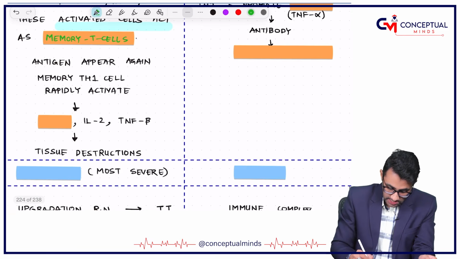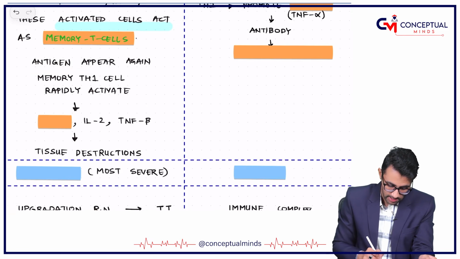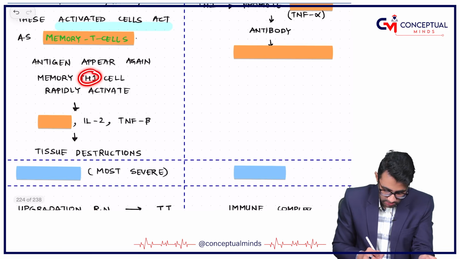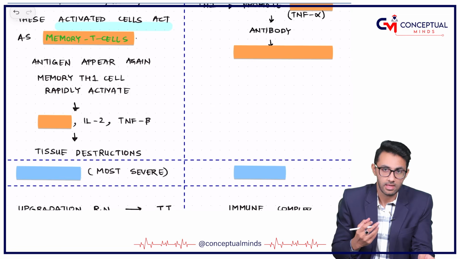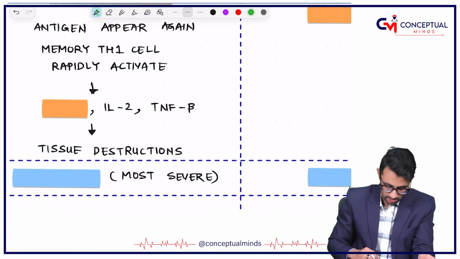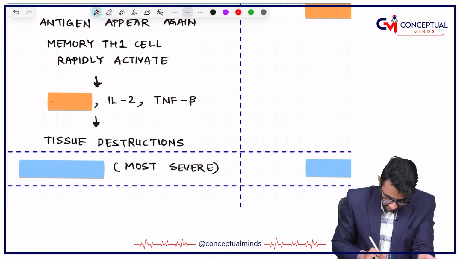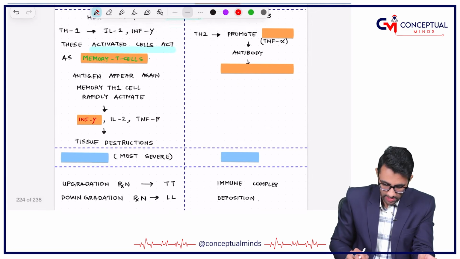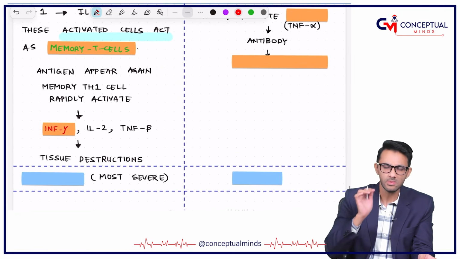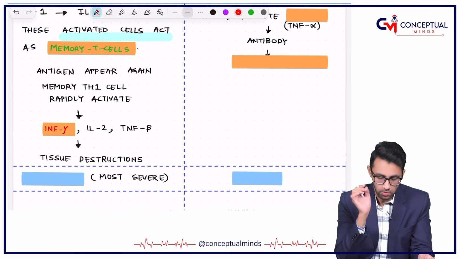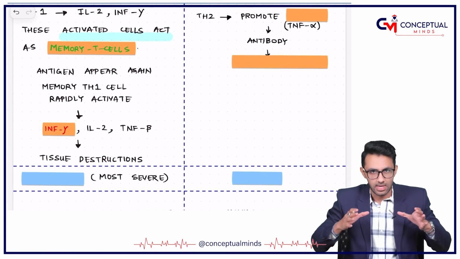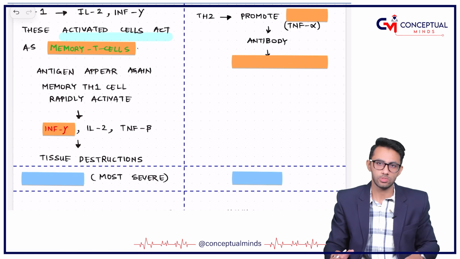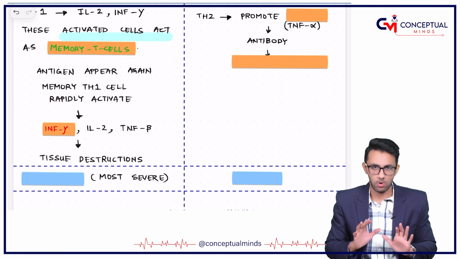Okay, when the antigen appears again, the memory Th1 cells rapidly activate, and they secrete what? They secrete interferon gamma, interleukin 2 and TNF beta. What these cytokines do is they go in and they destroy the tissues. Okay, you get this point correct?